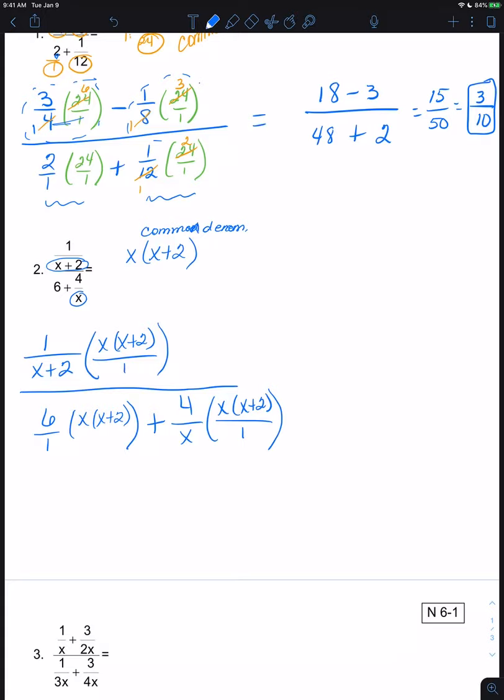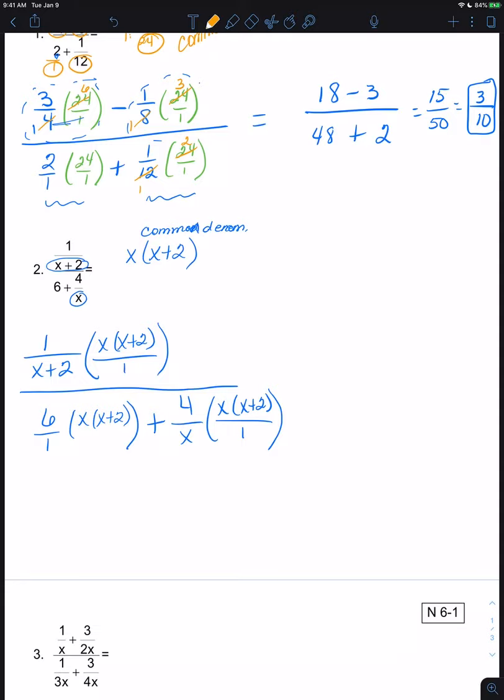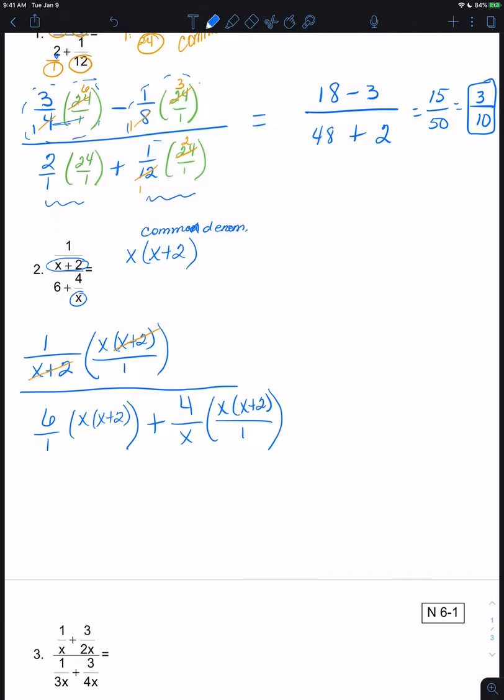So remember, again, each term just got multiplied by that common denominator of x times x plus 2. Well, in this case, this x plus 2 cancels out, so 1 times x is just x. And you see how all those denominators up here are all over 1, so anything over 1 is just itself. All right, so this 6 over 1 times x plus 2, we're going to multiply that out.